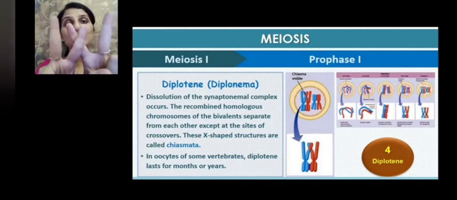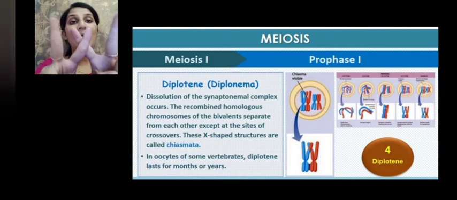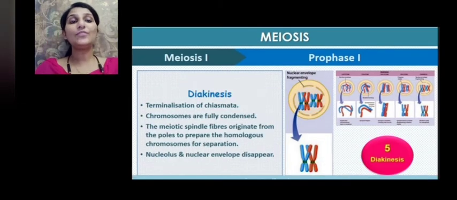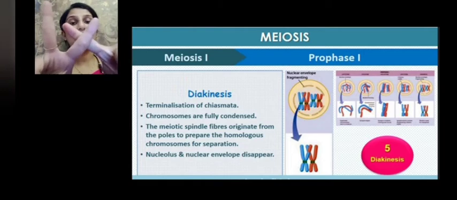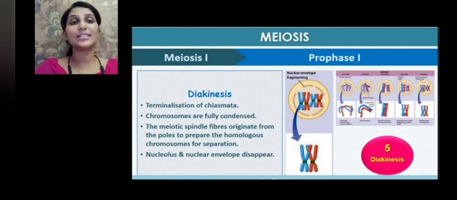So this X-shaped structure is called a chiasmata, and it is this place where the recombination or crossing over occurred, and this is followed by diakinesis. That is, the terminalization of the chiasmata occurs. It moves towards the tip. That's called terminalization. So chromosomes do not fully undergo complete condensation by the time they reach the last stage of prophase 1, that is diakinesis.